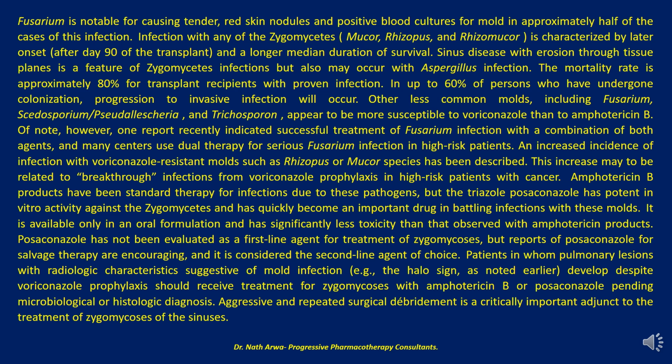Patients in whom pulmonary lesions with radiologic characteristics suggestive of mold infection, for example the halo sign, as noted earlier, developed despite voriconazole prophylaxis should receive treatment for zygomycoses with amphotericin B or posaconazole pending microbiological or histologic diagnosis. Aggressive and repeated surgical debridement is a critically important adjunct to the treatment of zygomycoses of the sinuses.